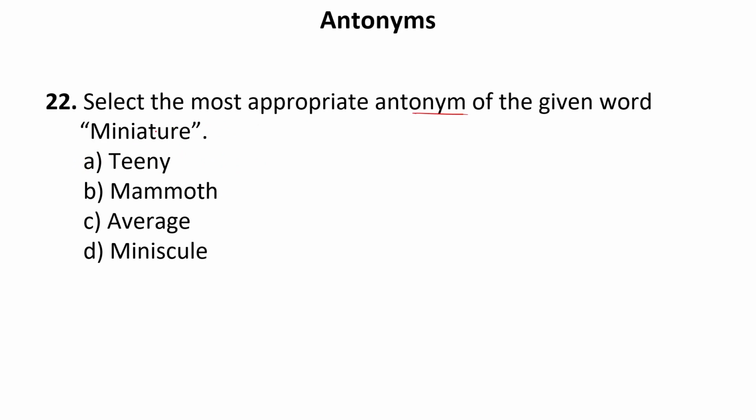Now, let us move to the next one. Appropriate antonym of the given word, miniature. Miniature refers to when something is mini or small. Now, if we see the options, teeny, mammoth, average, minuscule. Now, teeny, average, and minuscule, these three can be the synonym of this particular word. All these words have same meaning. But the word mammoth refers to when something is giant or very big. Mammoth is also the name of a giant animal. So, mammoth is the correct answer.